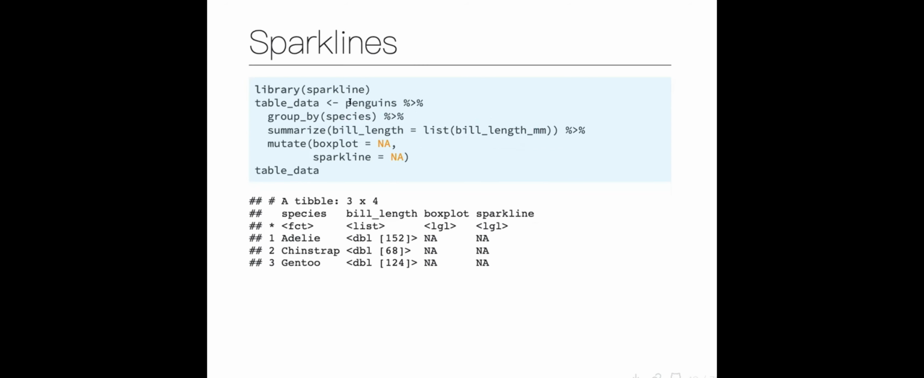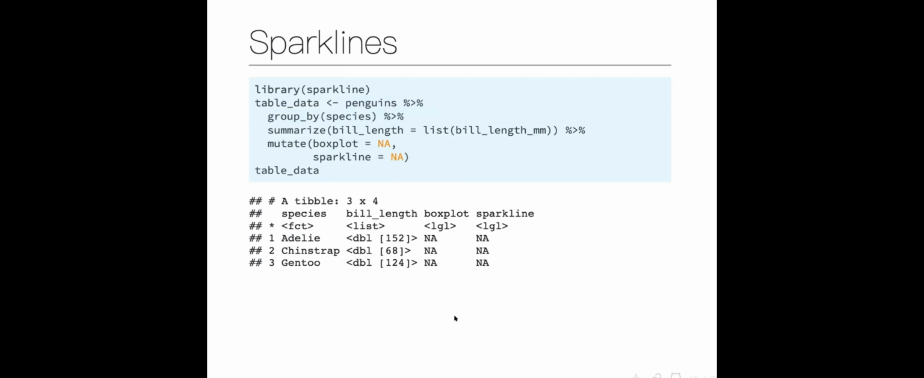But basically what we're going to do is take penguins. You have to load this sparkline library as well, which you may not have, but you can install it. Then all we're going to do is group by species, and I'm going to summarize bill length to make it a list. You could also say group by species nest, and that would give you a column called data. The reason I'm doing this is just because I want the column to be called bill length instead of data, right? But then I'm passing that to mutate, and I'm just passing it NA columns, because those are basically placeholders for things I want to do later. Okay, so this is what my data looks like now.